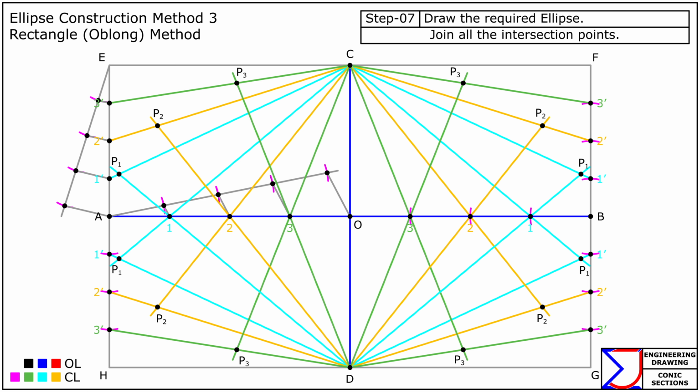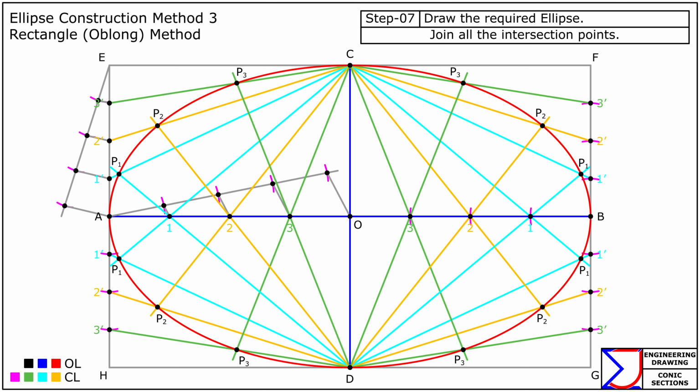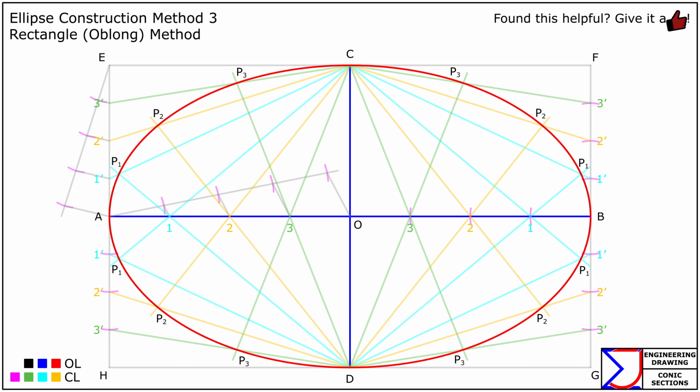Finally, connect all the intersection points with a smooth, continuous curve to complete the required ellipse. This method ensures precision by translating axis divisions into coordinate intersections, producing an accurate and symmetrical ellipse without complex calculations.